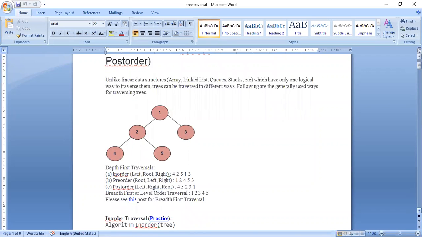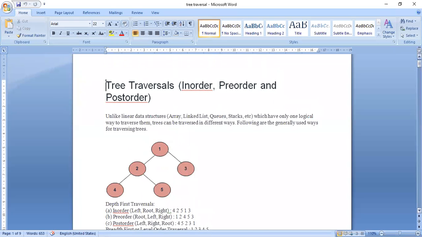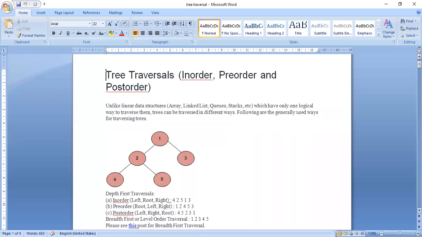So if the tree is very large, then in in-order I will visit the left subtree, next the root or parent node, and next the right subtree. In the left subtree, again I will implement the same in-order algorithm, that is left child, root, and right child. So in pre-order also, same thing: first root or parent node, next left subtree, next right subtree. Post-order is also the same thing.